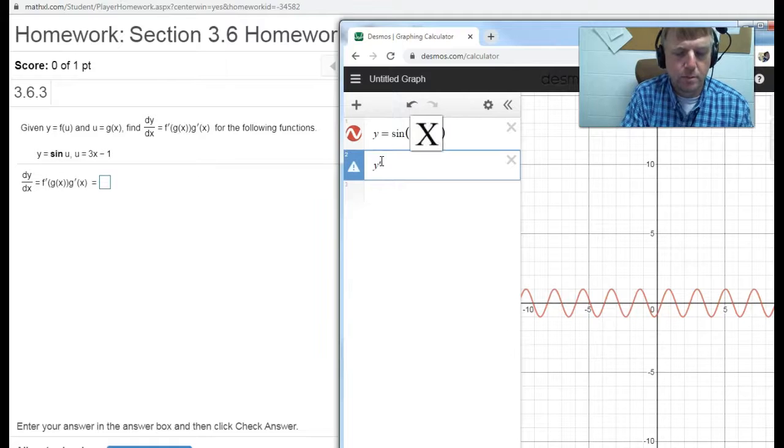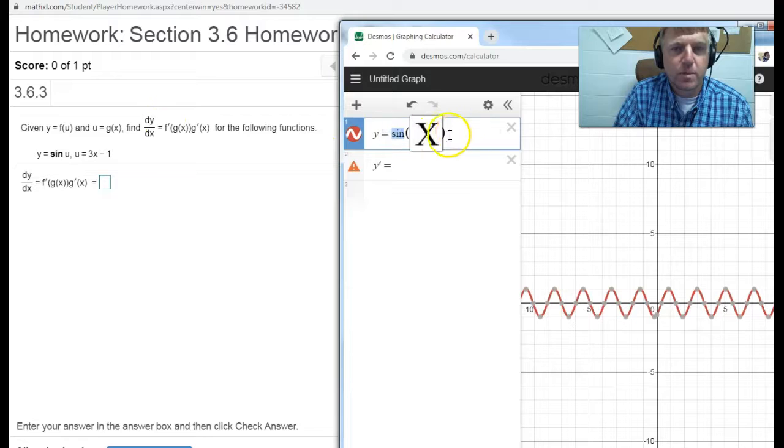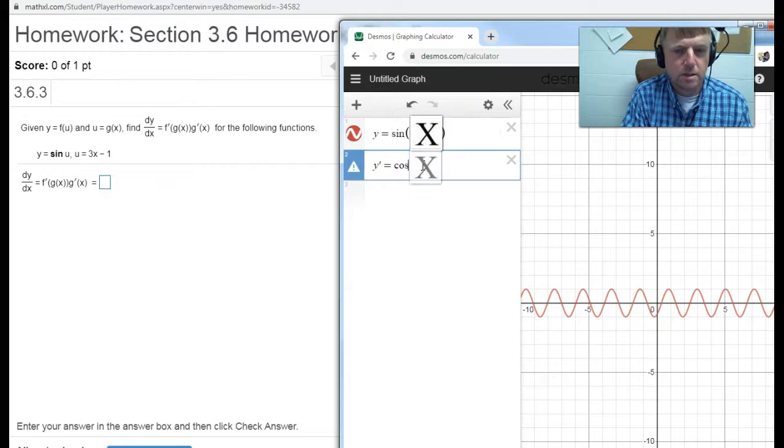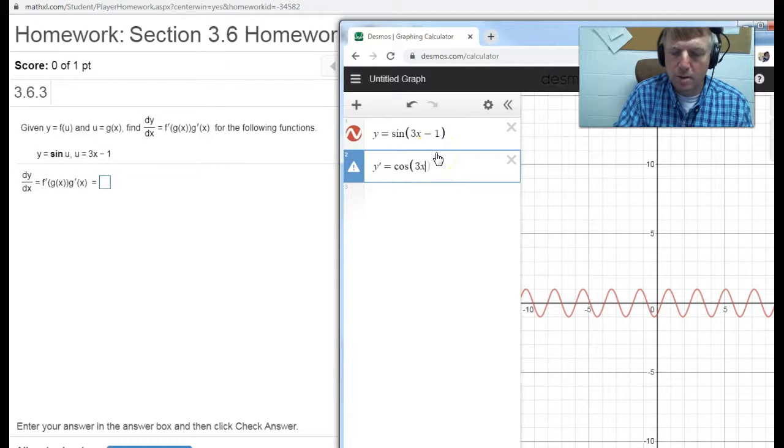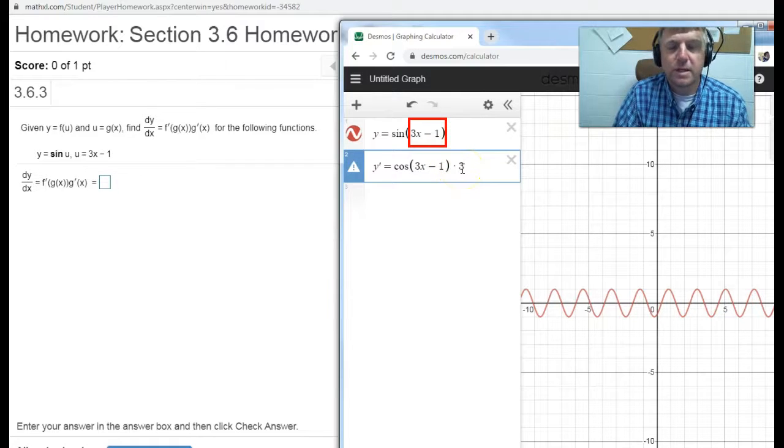So y prime. Okay. What this says is take the derivative of the outside. The derivative of sine, not worrying about the inside, the derivative of sine is cosine. Alright. But notice this is g of x. This is the same as it was before. We don't change the inside. So it's still 3x minus 1. Okay. And then what do we do? We chain on the derivative of what was inside. What was inside is 3x minus 1. That's a line. The derivative of a line is 3. Its slope. So the derivative of this line is its slope. Alright, so there's the chain rule.